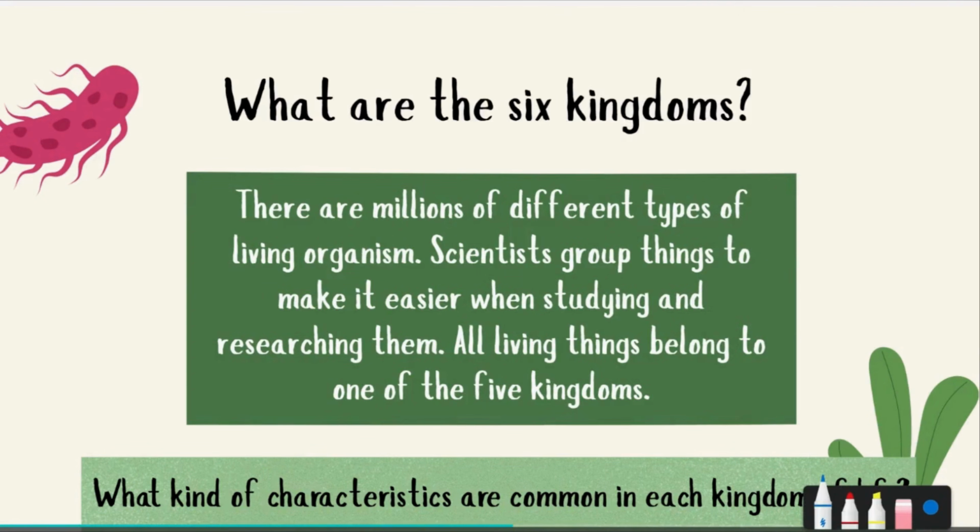So let's talk about each one of them. There are many different types of organisms, millions and millions of them, which is why we need these kingdoms, right? Scientists group these things to make it easier to study and to research them. And so all of the living things are going to belong to one of these six kingdoms.